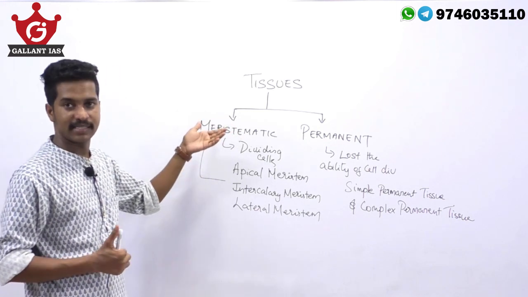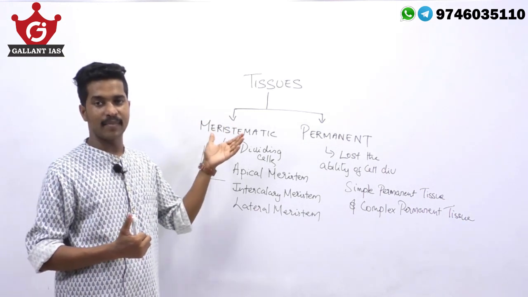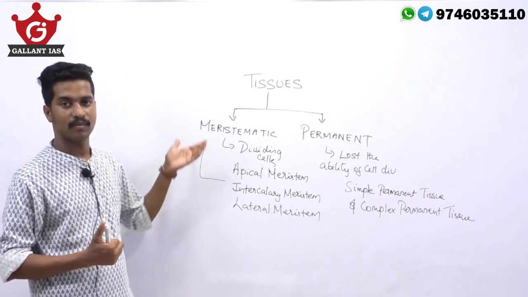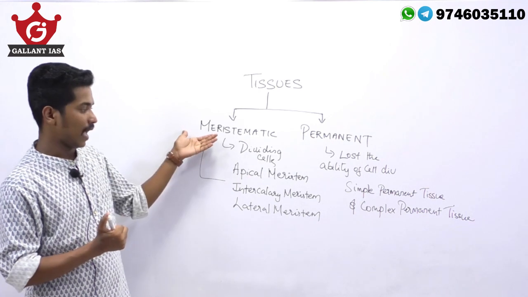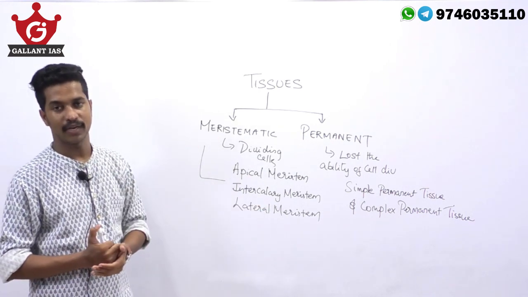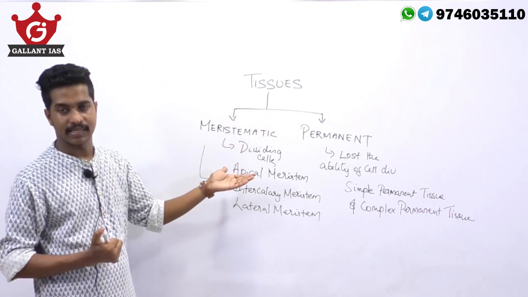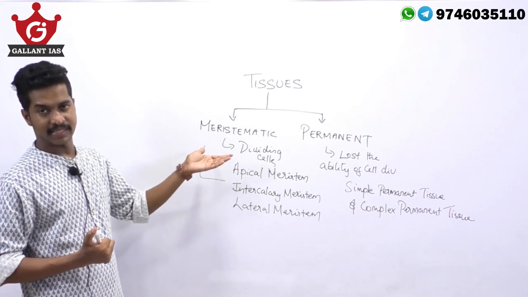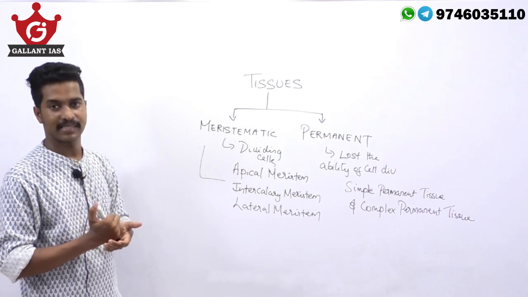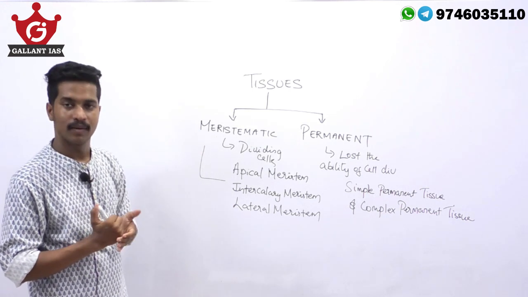Firstly, we are going to discuss the meristematic tissues. Meristematic tissues are broadly divided into three based on the position: apical meristem, intercalary meristem and lateral meristem. Apical meristem, these meristematic cells can be seen in the shoot of the stem. So it helps in the elongation process of that particular plant.